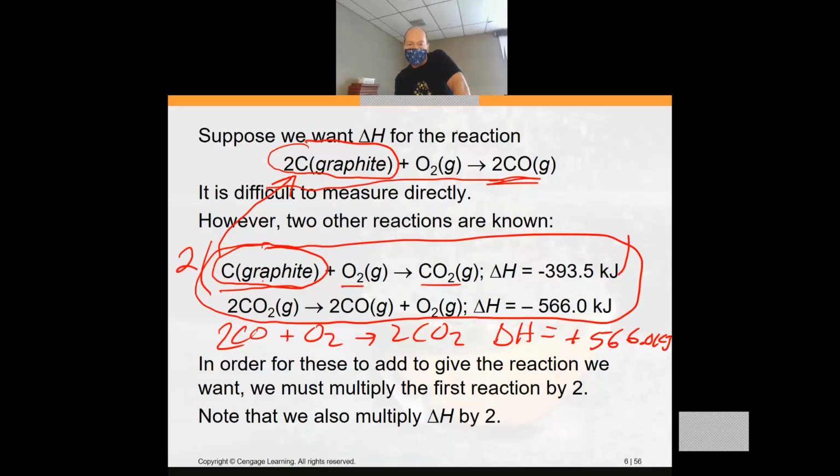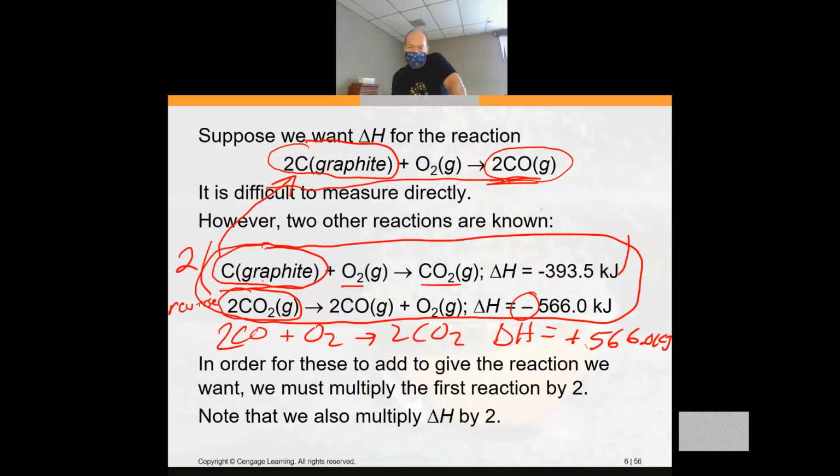Now, oxygen's in both of them, so you can't mess with the oxygens. Your two COs: the only place that you see a CO is right here, and it is two of them. In order to get that on the right side, we have to reverse this reaction. So when we reverse the second reaction, your delta H becomes positive, because it was negative. If it's given as negative and you reverse the reaction, it is now positive.